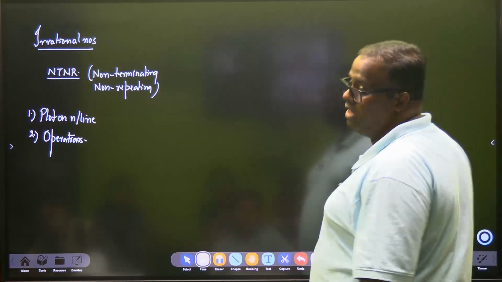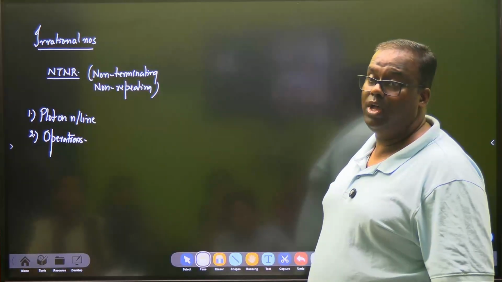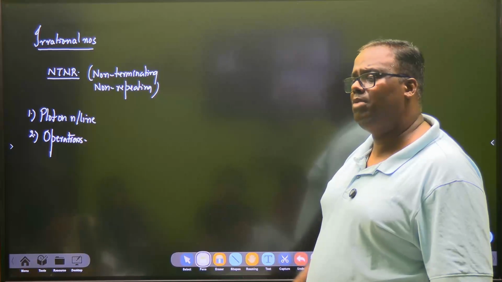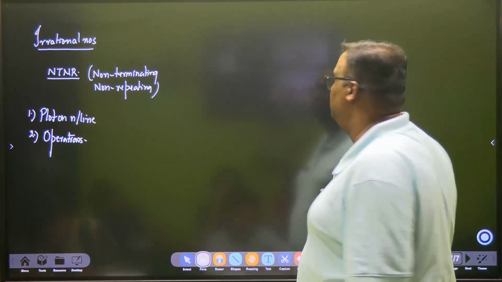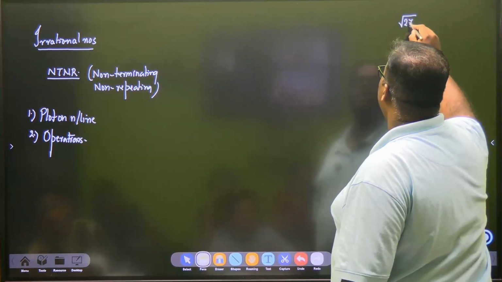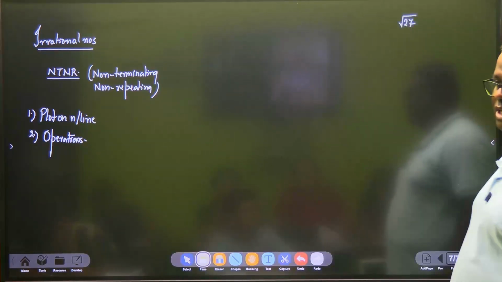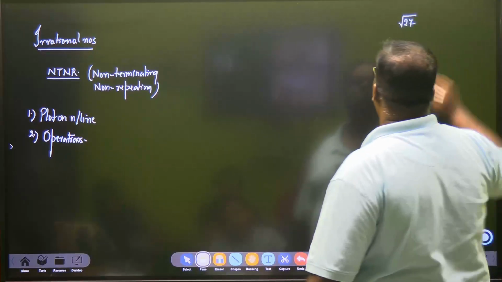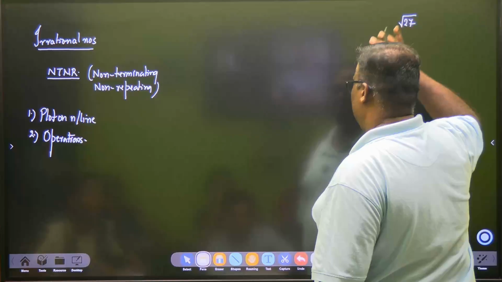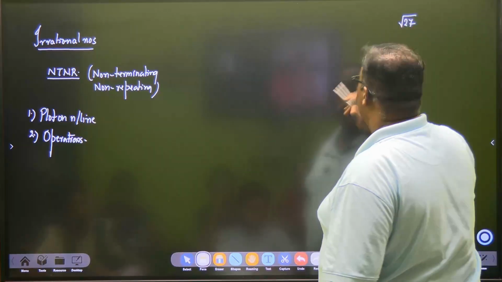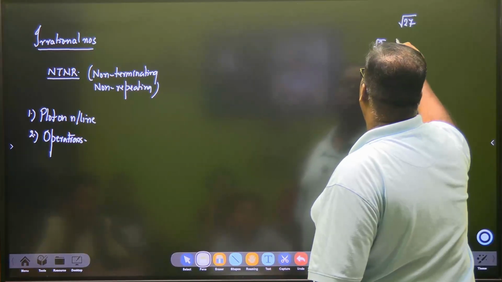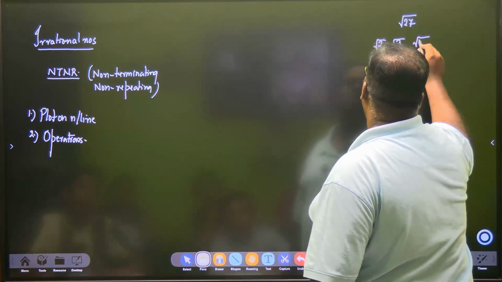So what did I tell you irrational numbers are? Irrational numbers are square roots of non-perfect squares. All the prime numbers will come in that. Say, for example, if you have a non-perfect square, root 27 will also be an irrational number, end of the day. Then the prime numbers will be like root 2, then root 3, then root 5.